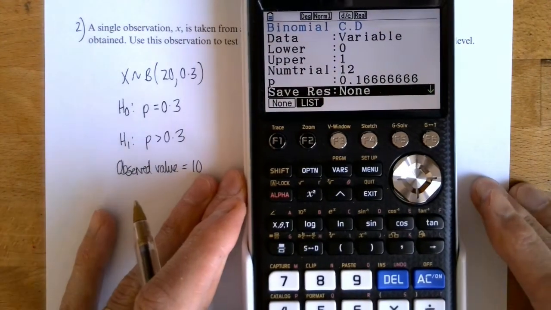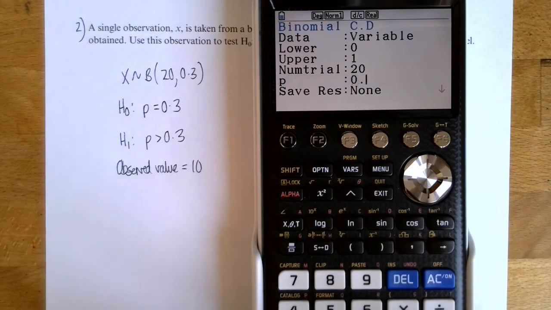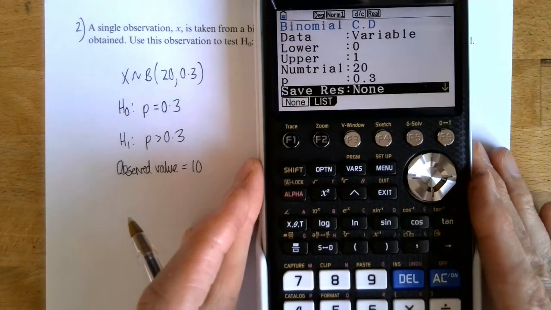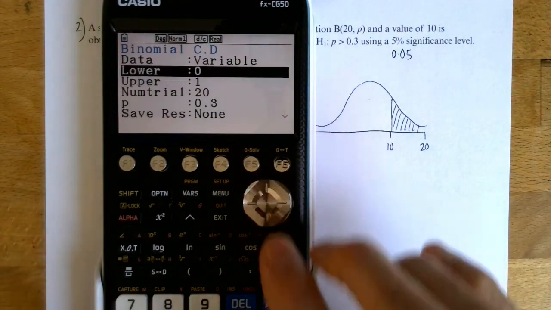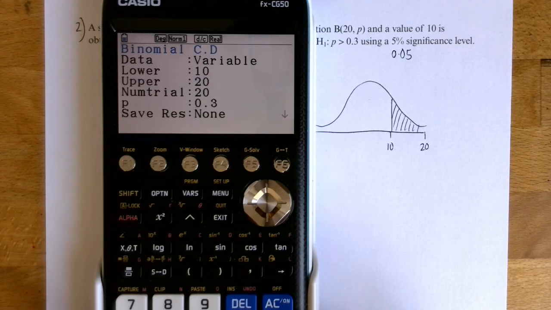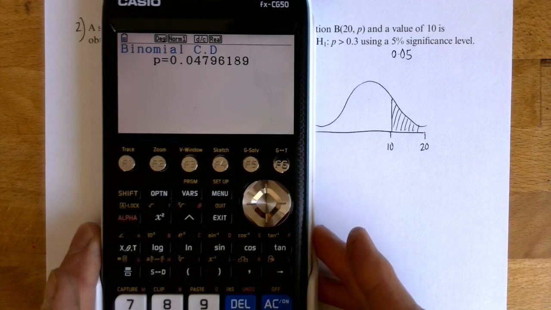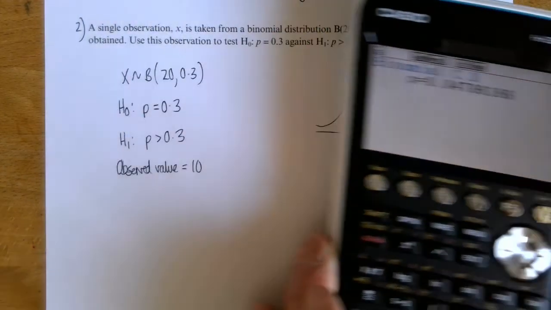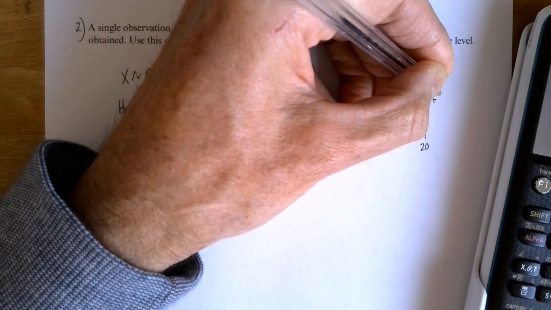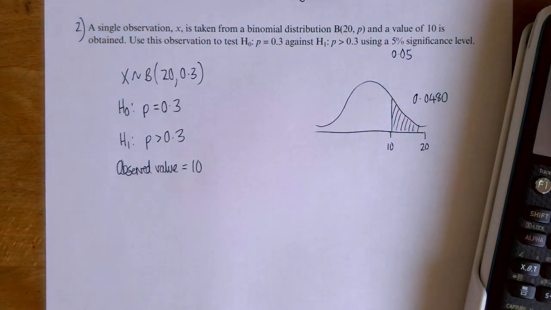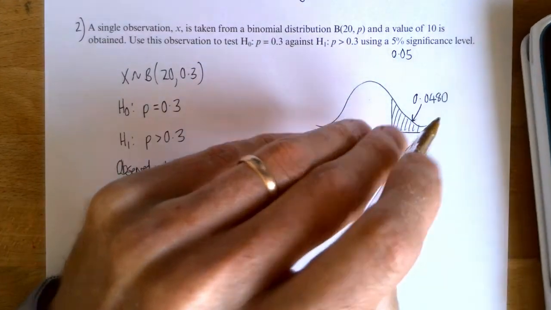So I've still got the last one here, so number of trials is 20, probability of success 0.3, and I want all the probabilities from 10 to 20, so lower is 10, upper is 20, and that's 0.047, 0.0480 when I round it to 4 decimal places, which is less than that. So this is really unlikely.